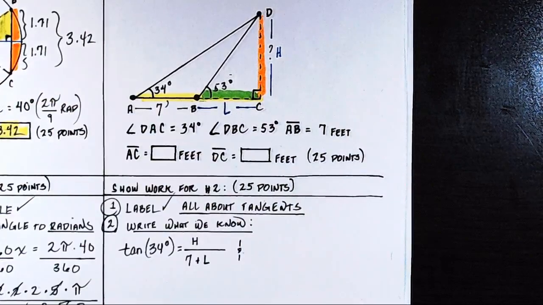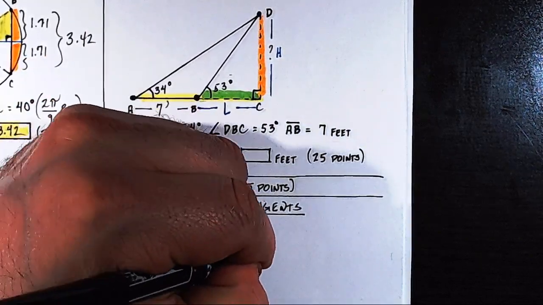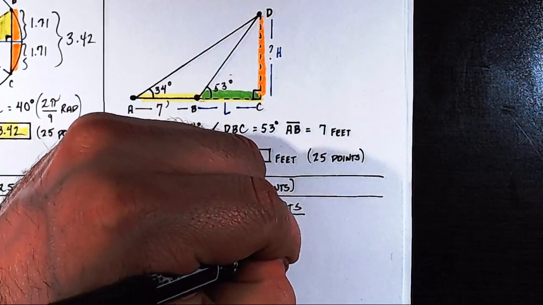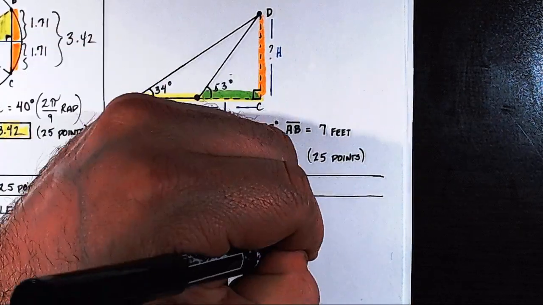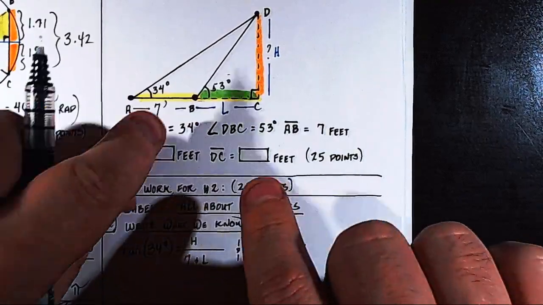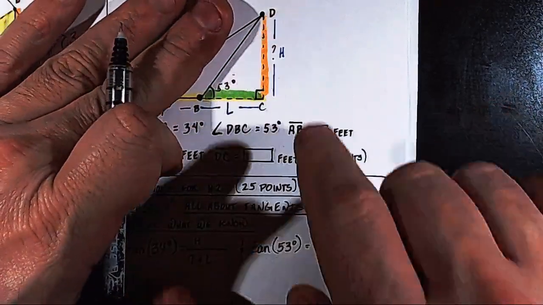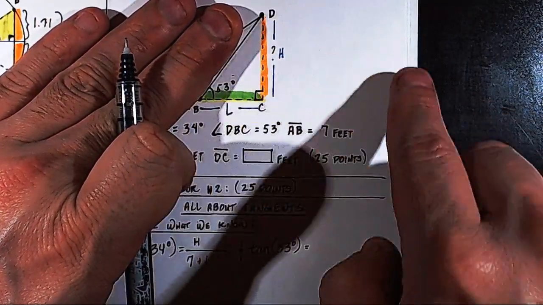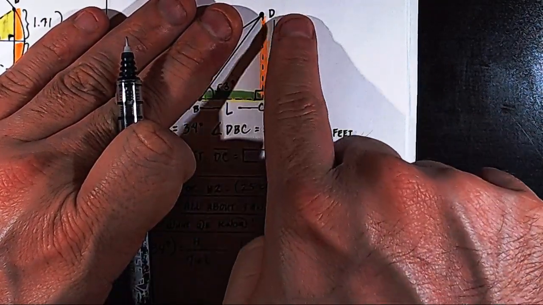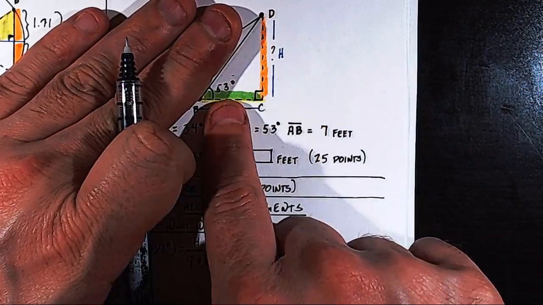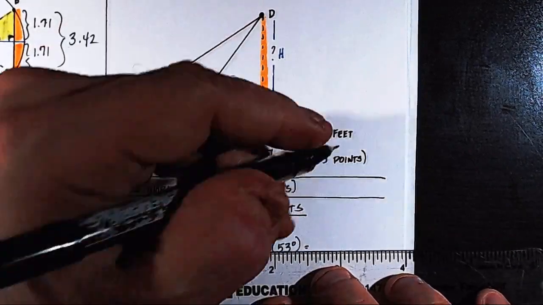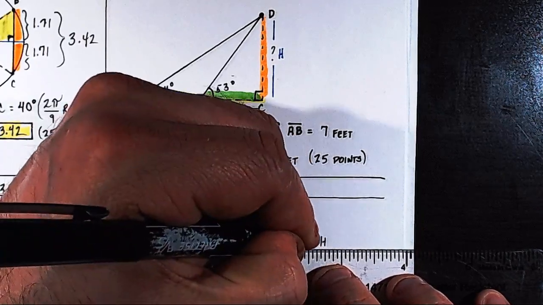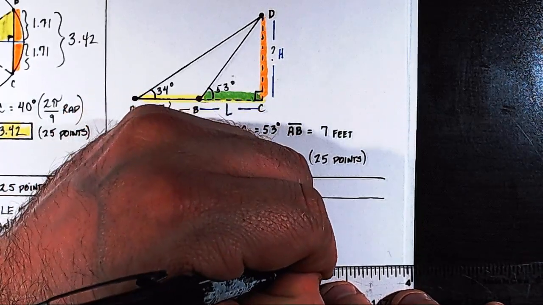What else do I know? I know that the tangent of 53 degrees equals opposite over adjacent. Now I'm here. Forget about this big triangle. I'm just working with this little one, the DAC triangle. The tangent of 53 degrees is opposite, which is H, over adjacent, which is L. So tangent of 53 degrees equals H over L.